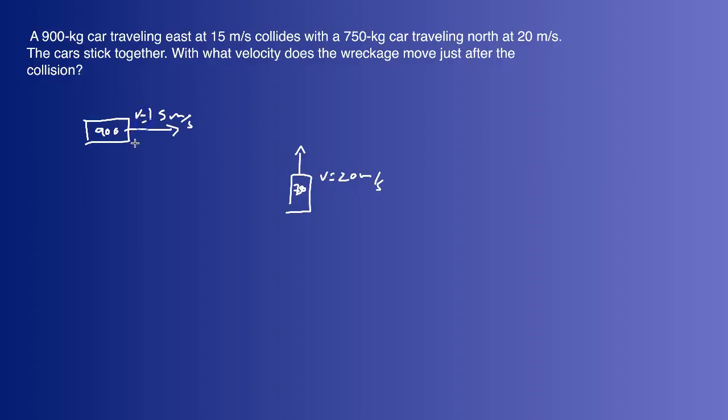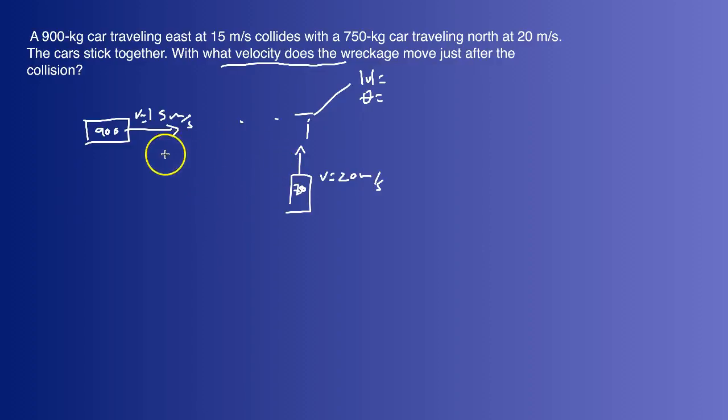Okay, and they're going to collide and stick together. Then it asks with what velocity does the wreckage move just after the collision. Velocity meaning both magnitude of velocity and direction. So we want to find these two things. Well, we can imagine they're going to collide and move off together in that direction.